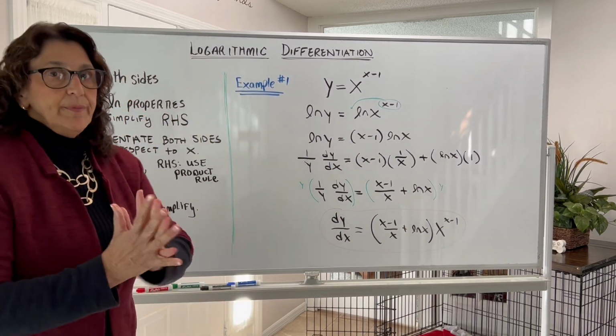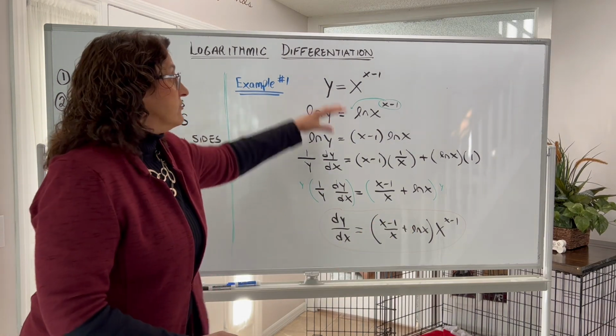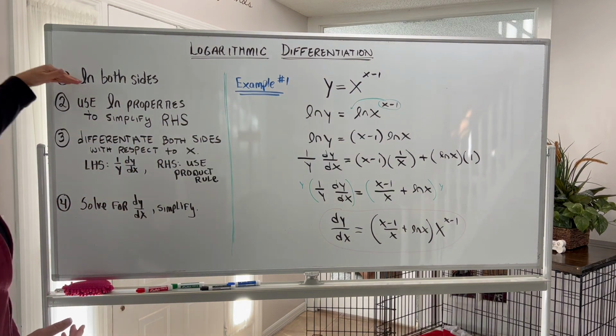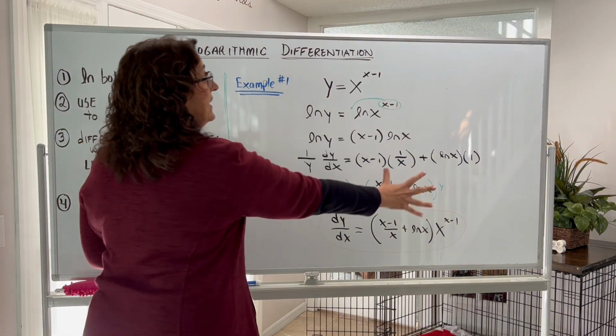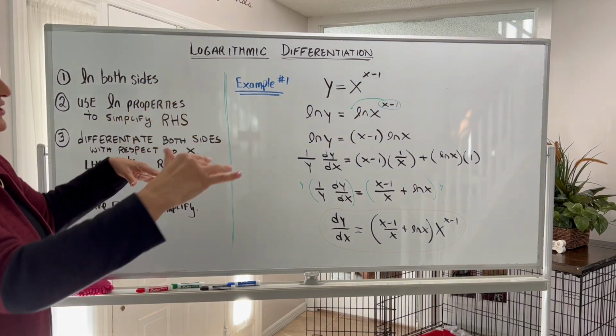So logarithmic differentiation: if you have a variable base, variable exponent, we use logarithmic differentiation. So we're going to natural log both sides of the equation. Use your properties on the right-hand side to simplify. All right, after those two steps, differentiate both sides.